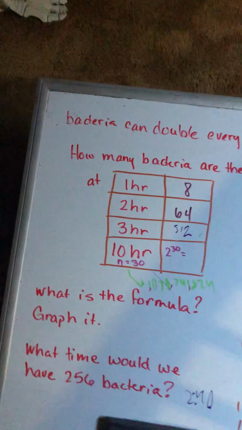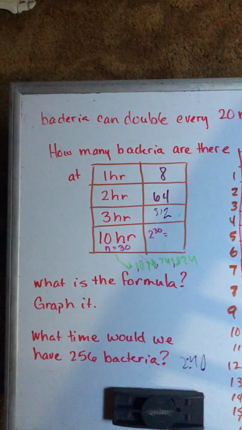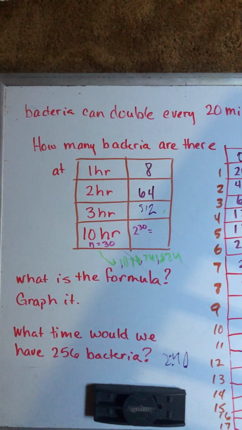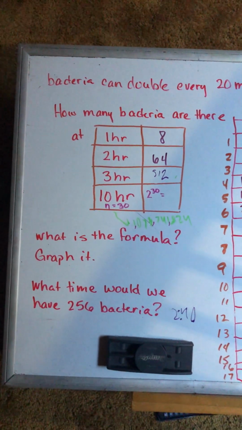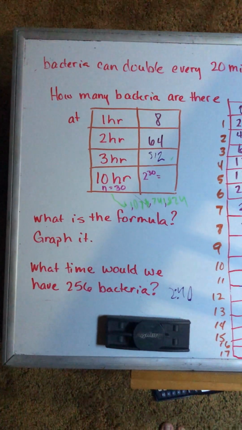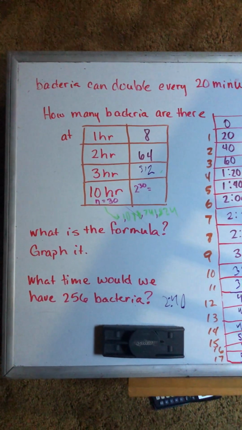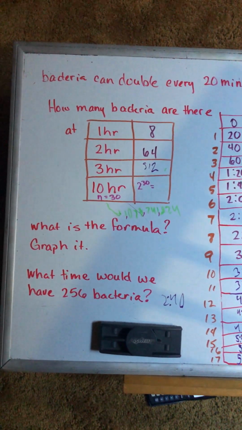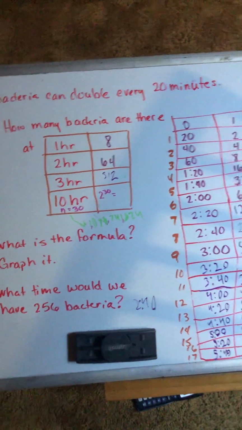So I wrote, bacteria can double every 20 minutes. How many bacteria are there at 1 hour, 2 hours, 3 hours, and 10 hours? What's the formula? Graph it. And what time would we have at 256 bacteria? So that's what we worked on.